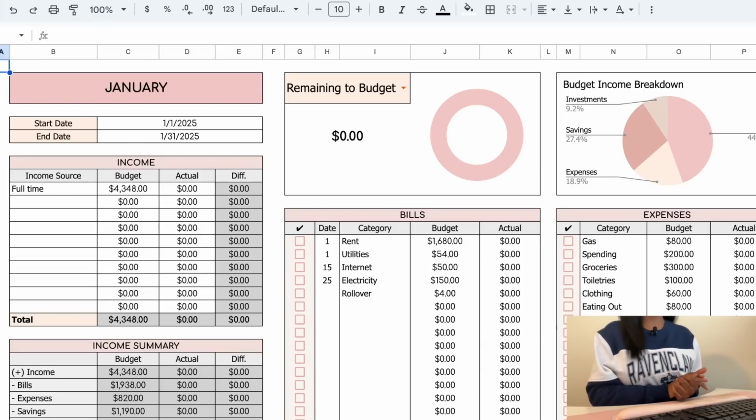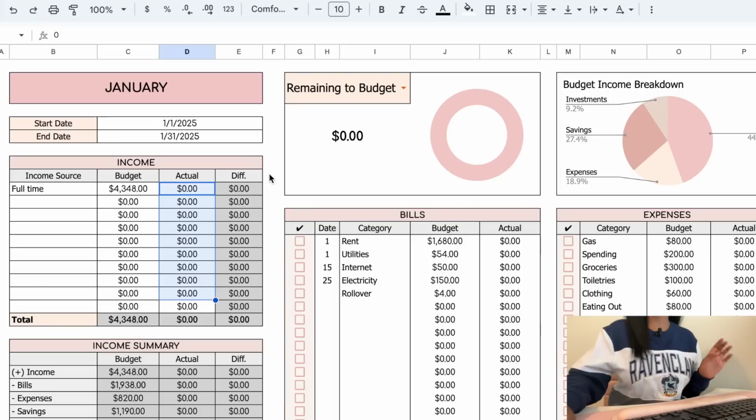So what I do is that at the start of the month, I fill out the budget column, and now that the month is over, I can go ahead and fill out the actual. So I'm going to go ahead and start by filtering on actual and get started with inputting our numbers to see how I did.